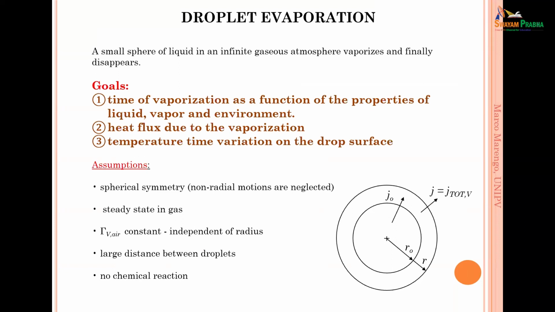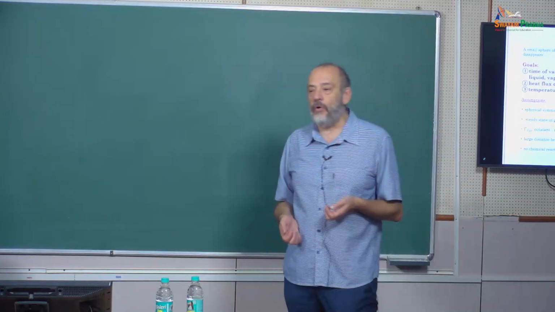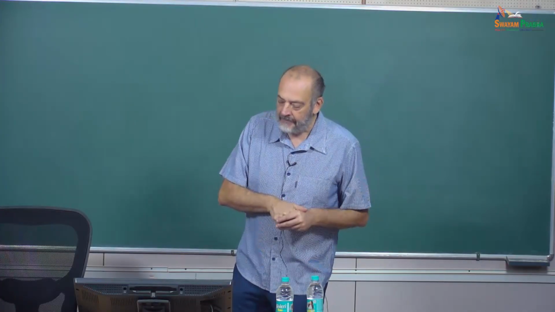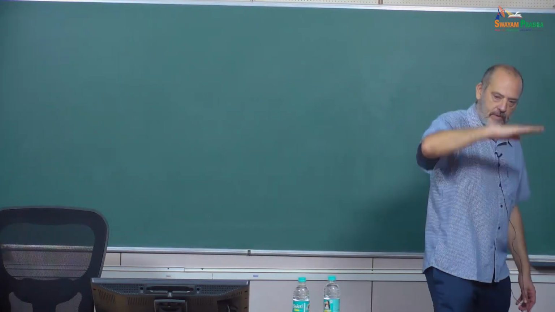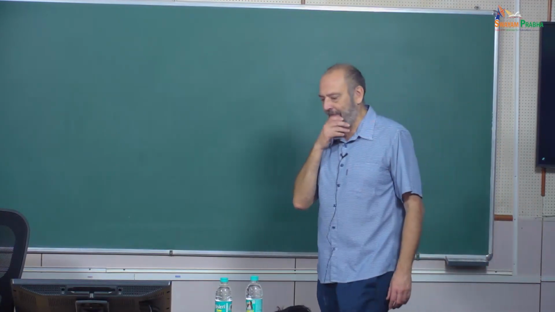So when we want to deal with the droplet evaporation, the goal of our work here is to know the time of evaporation as a function of the properties of the liquid, the vapor, and the environment, the heat flux due to the vaporization, and the temperature time variation of the drop surface. Consider that this kind of goal is very similar also for a liquid film. We have a liquid film that is evaporating, and we would like to know the variation of the thickness of the liquid film due to the evaporation. This is an exercise I'm giving in my course: please calculate the variation of the liquid film thickness when you are considering the mass diffusion from the liquid to the environment.